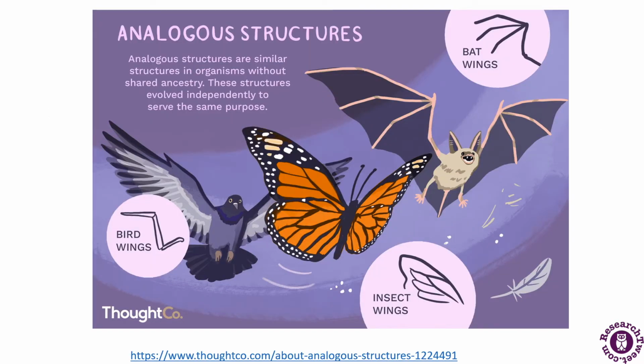Now come a few examples. This is a figure in which a pigeon or bird, a butterfly and a bat are shown. In this figure you can see the structure. They are analogous structures. Why are they called analogous structures? Because all three organisms have wings, but their structures evolved independently to serve the same purpose. All three wings are used for flying, but their structure is slightly different. That is why they come under analogous structures.